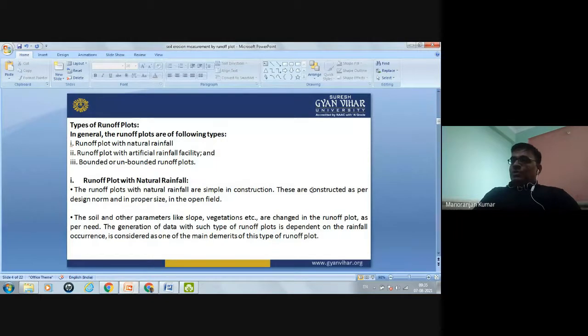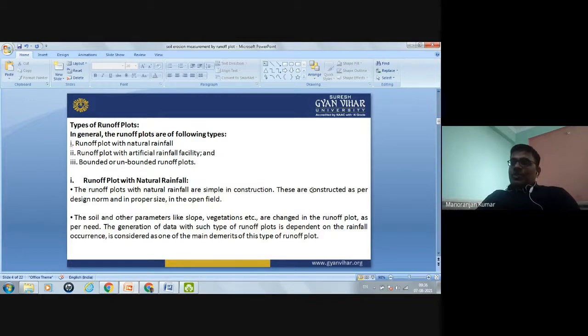So the runoff plot with natural rainfall. The runoff plot with natural rainfall are simple in construction. These are constructed as per design norms and in proper size in open field. The soil and other parameters like slope, vegetation, etc. are changed in the runoff plot as per requirement. The generation of data with such type of runoff plot depends on the rainfall occurrence, because this is depending on the natural rainfall.